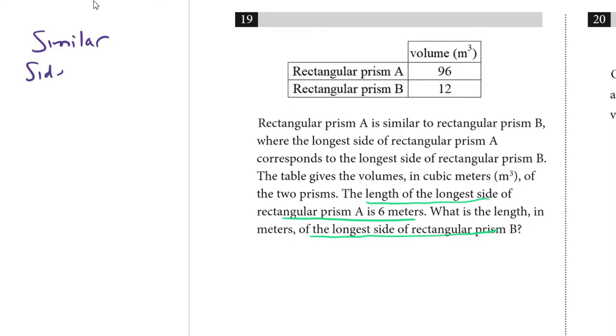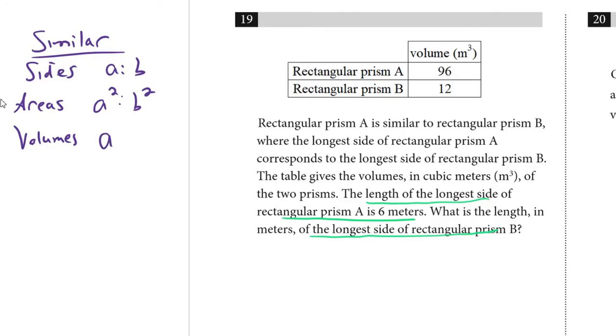the sides, let's just say the sides are in a ratio of A to B. If that's true, then it means that the areas of the faces are also in a ratio of A squared to B squared. And the volumes, if the shapes are 3D and they're similar, are in a ratio of A cubed to B cubed. So that means that if we know the volumes, as we do here, A cubed to B cubed is 96 to 12, we can take the cube root of each of those numbers to find the ratio of the sides.